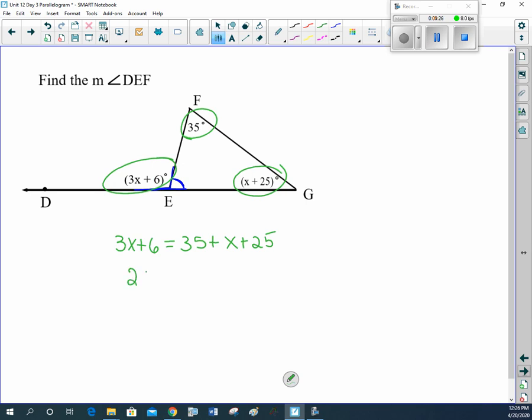We're supposed to find the measure of angle DEF, the exterior angle, so we'll combine all our like terms. So 2x plus 6 equals 60. Subtract our 6. So 2x equals 54. Divide by 2. So x equals 27. So if we want to find that measure, then we're going to say 3 times 27 plus 6. And it should give you 87 degrees.